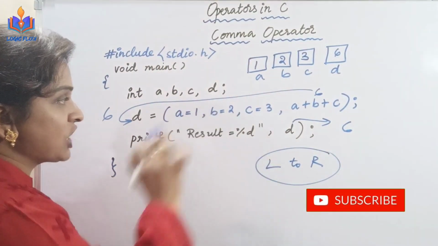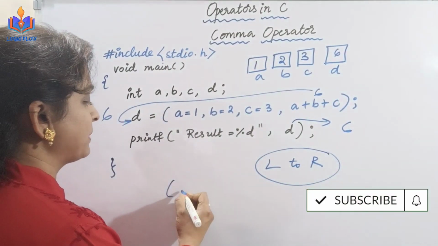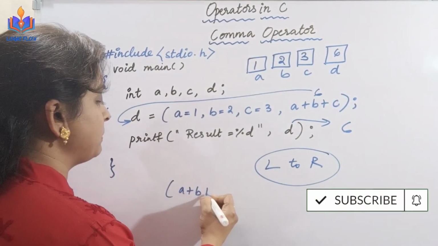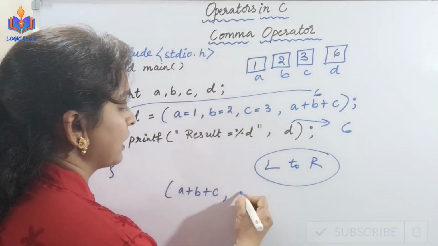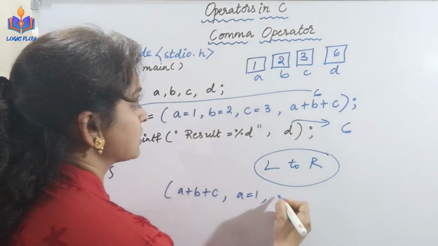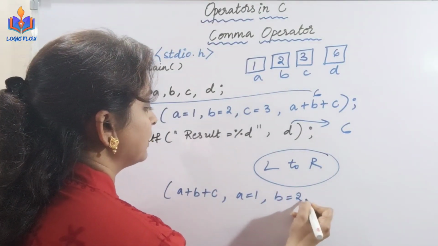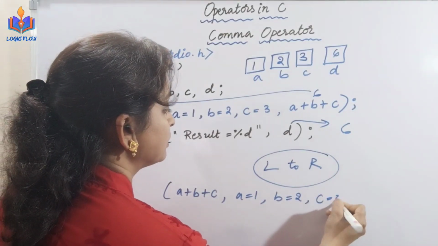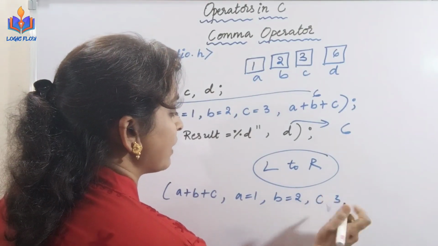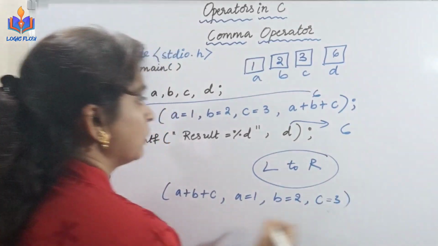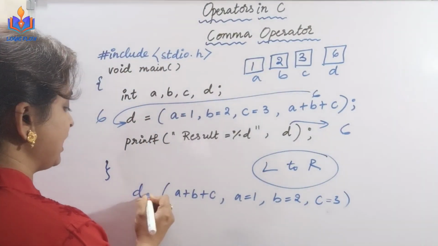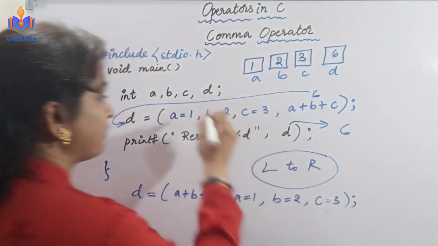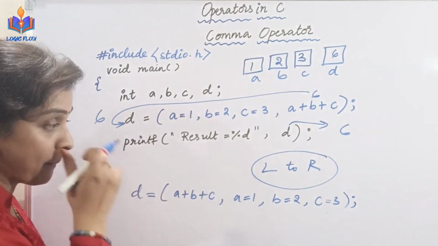But if I interchange this complete expression, for example, I just write it as A plus B plus C as the first operand, A equal to 1 the next, B equal to 2 the next, and C equal to 3. So what will be my value here?